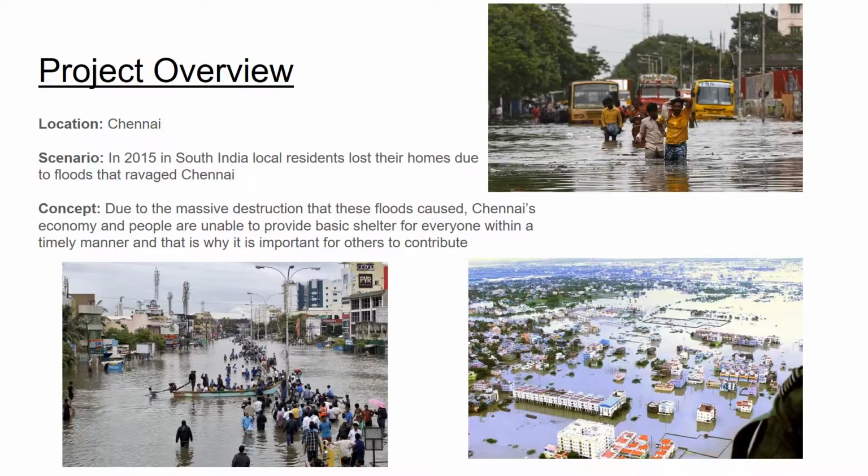Okay, so the location of the project was in Chennai. That's actually in southern India. The scenario was that in 2015 in South India, local residents lost their homes due to floods that ravaged Chennai. The concept we were asked to do the project on was due to the massive destruction that these floods caused, Chennai's economy and people were unable to provide basic shelter for everyone within a timely manner. And that is why it is important for others to contribute.